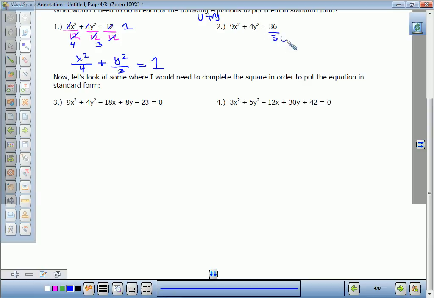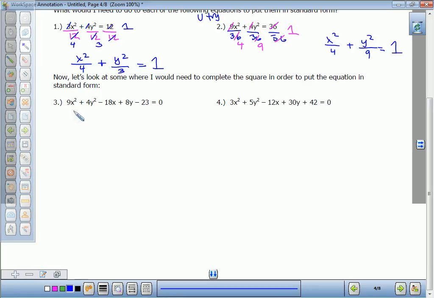Okay, so in this one we're just dividing by 36, dividing by 36, dividing by 36. And when we do, you'll say 9 goes into 36 4 times, 4 goes into 36 9 times, and 36 goes into 36 1 time. So my equation is x squared over 4 plus y squared over 9 equals 1. Okay, how is this ellipse elongated? Is its major axis horizontal or vertical? Yeah. Vertical. And we can tell that because the larger number is under the y.